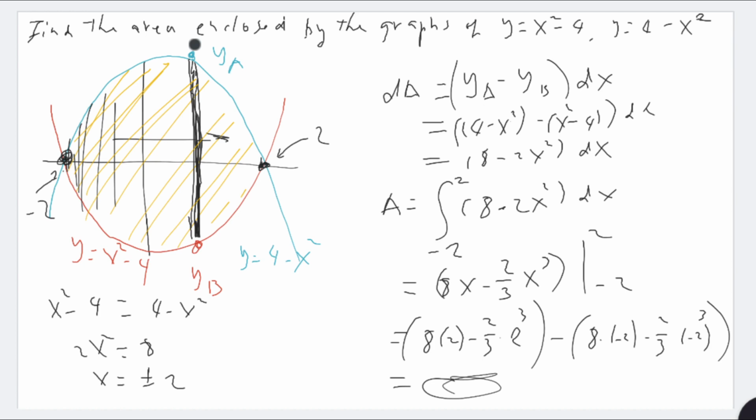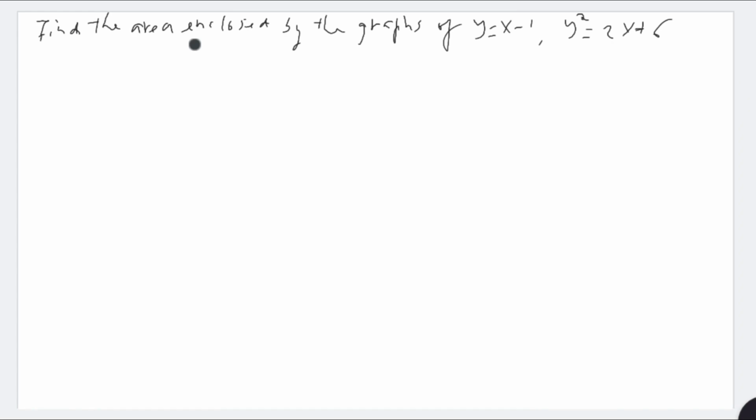Okay, let's see another example. So this time we will try to find the area enclosed by the graphs of y equal to x minus 1 and y squared equal to 2x plus 6. Okay, of course always we start with the graphing. Y equal to x minus 1. Let me use different colors so we see better. Looks like this.